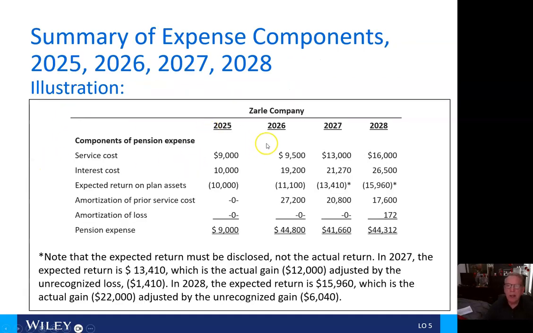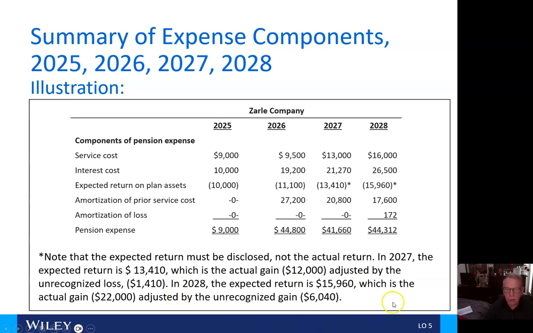So finally, we take a look at a summary of the expense components. We have the service cost, interest cost, expected return on plan assets, amortization of prior service cost, amortization loss, and finally the total pension expense. And we'll note that the expected return must be disclosed, not the actual return. In 2027, the expected return is $13,410, which is the actual gain, $12,000, adjusted by the unrecognized loss, $1,410.